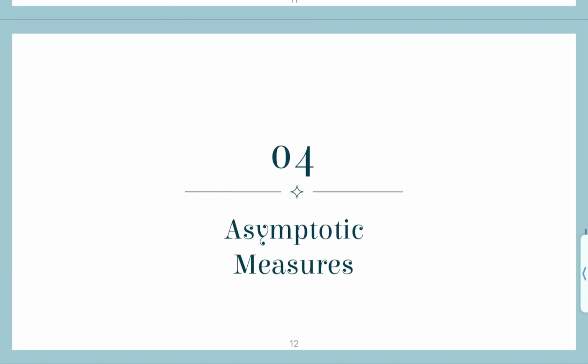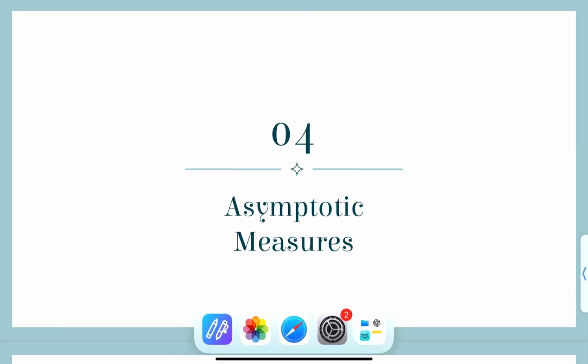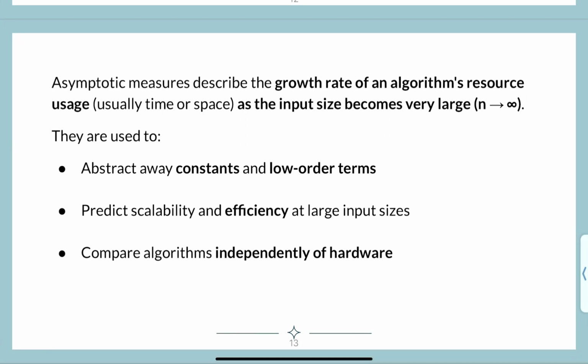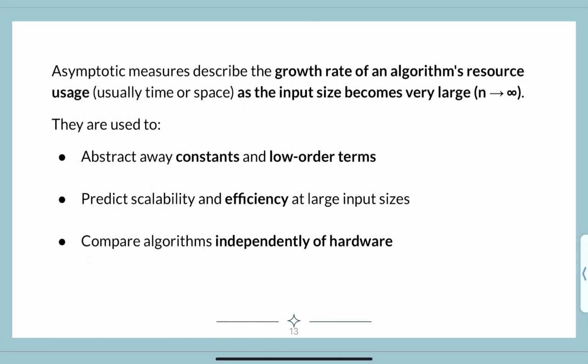Right now, we will look into asymptotic measures. As far as asymptotic measures are concerned, it is a very important concept because nobody can actually sit down and calculate the time and space complexity for every single algorithm that we create, right? We need something that is faster and more generalized. That is where the asymptotic measures come in. Asymptotic measures describe the growth rate of an algorithm's resource usage, usually time or space, as the input becomes very large, right? So this is for very large inputs.